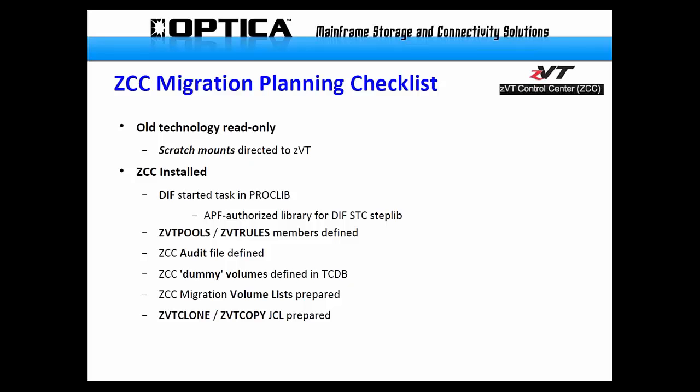But the most important thing is to prepare the migration volume lists, because in order for ZVT Control Center to do any migration, we have to know which volumes to migrate. And so we have a rather extensive reporting facility that allows us to generate those volume lists. And then finally, once those volume lists are generated, we run what we call the ZVT clone utility to copy on the volume level, or the ZVT copy utility if we want to copy things at the dataset level.